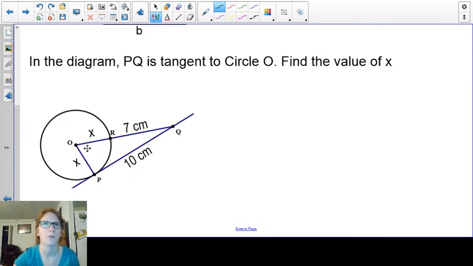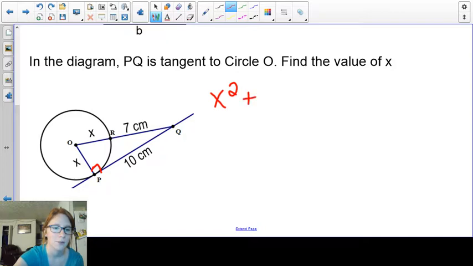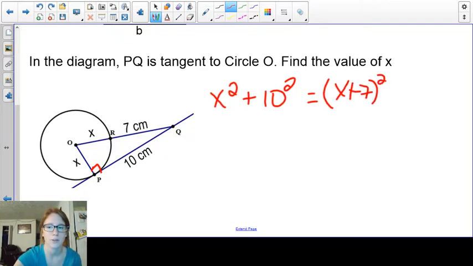Can you see that whole thing? Yes, okay. In the diagram, PQ is tangent to circle O. Find the value of X. Well, it's telling me it's tangent, so when it's tangent, it creates a right angle. So I have a leg of X, so I have X squared, plus another leg of 10, so 10 squared, is equal to (X plus 7) quantity squared, because the length of my hypotenuse is not just X and it's not just 7, they're being added together.